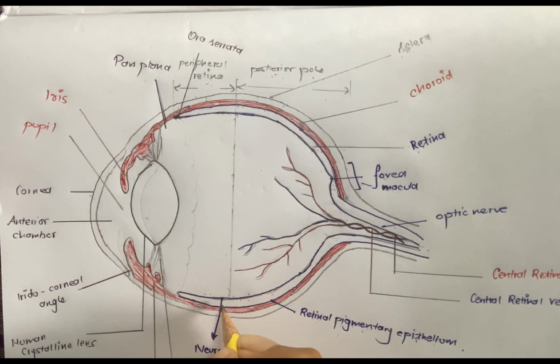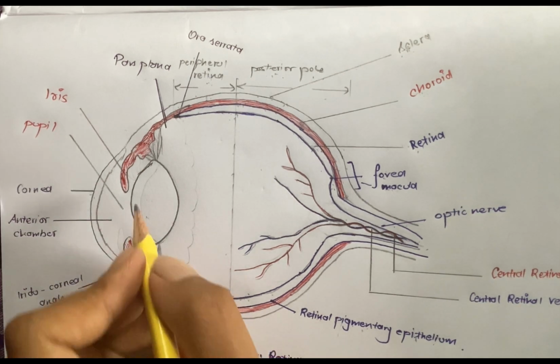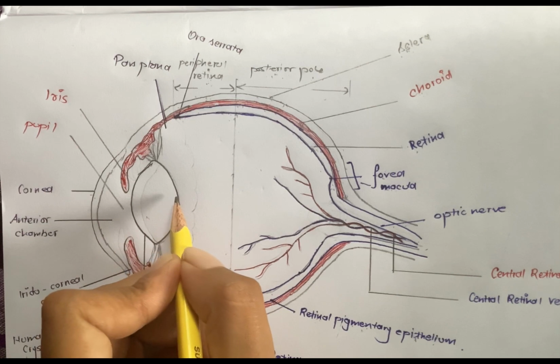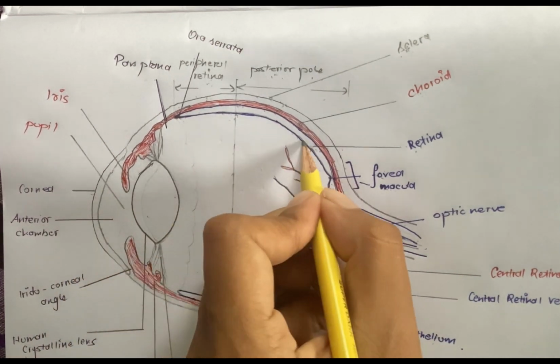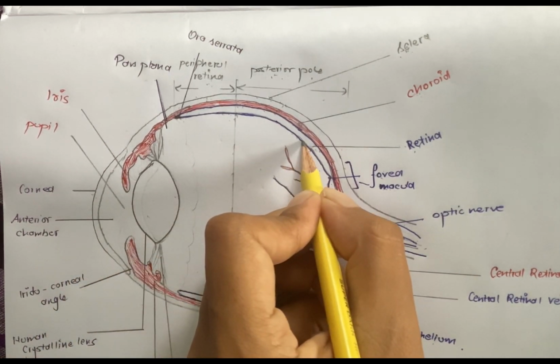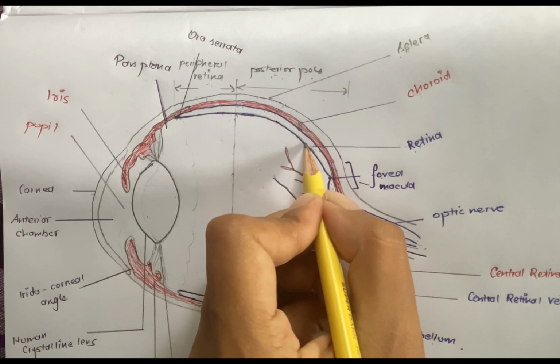The retina is the light sensitive tissue due to the presence of rods and cones. The light passes through the lens at the front of your eye and hits the photoreceptors that are present in the retina and changes the light energy into electrical energy.